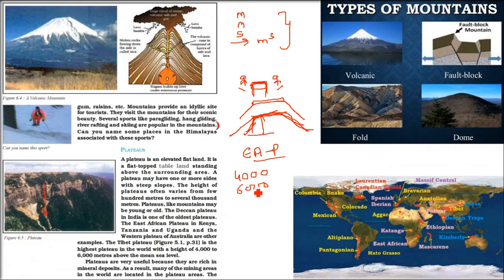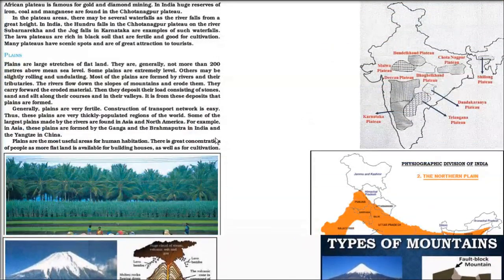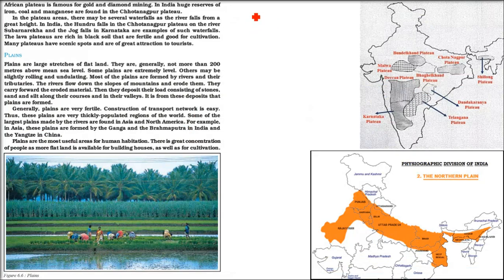As I was telling, we have 4,000 to 6,000. The highest plateau on this globe is the Tibetan Plateau. Because this Tibetan Plateau becomes hot, we get monsoon, because of the pressure difference. I was also telling about the mining areas, because these plateaus are rich in minerals. Most of the mining is done in these regions only.